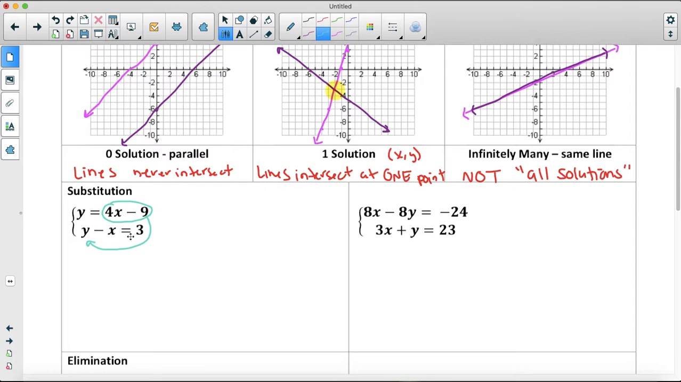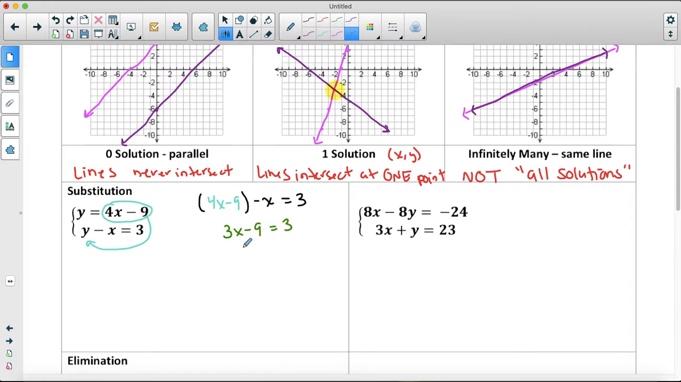When we substitute it in for the other y, we will no longer see the letter y because that's what we're substituting. We're going to take the second equation. The y is what we are replacing. So I'm going to put parentheses. That entire expression of 4x minus 9 goes in for that y. Then we have minus x equals 3. We simplify this and we get 4x minus 9 minus x. So we end up with 4x minus x is 3x minus 9 equals 3.